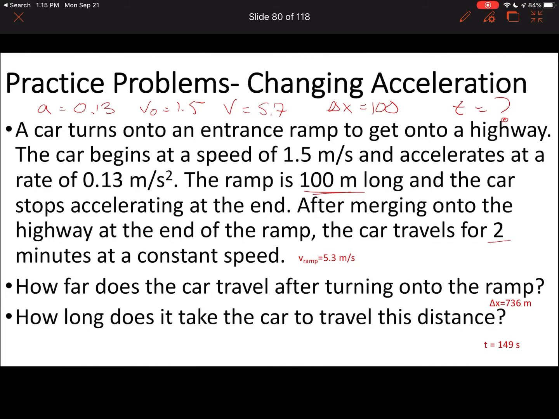29 seconds is what we end up with, solving for this time there. And then so we spent 29 seconds on the ramp, and then we spent 2 minutes off the ramp at a constant speed. That's a total amount of time of 149 seconds altogether. All right, that was a changing acceleration problem.